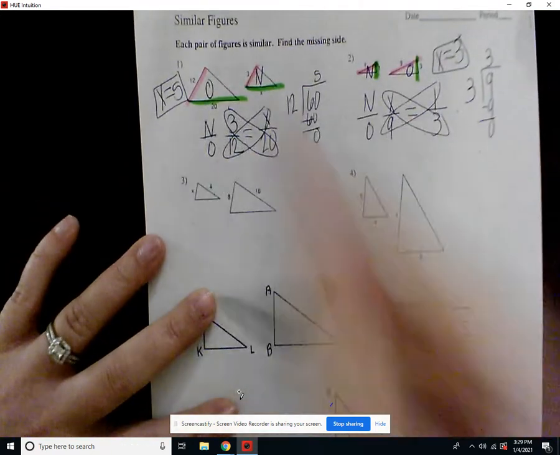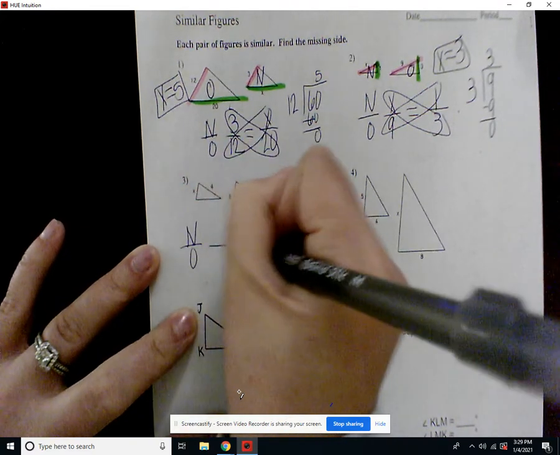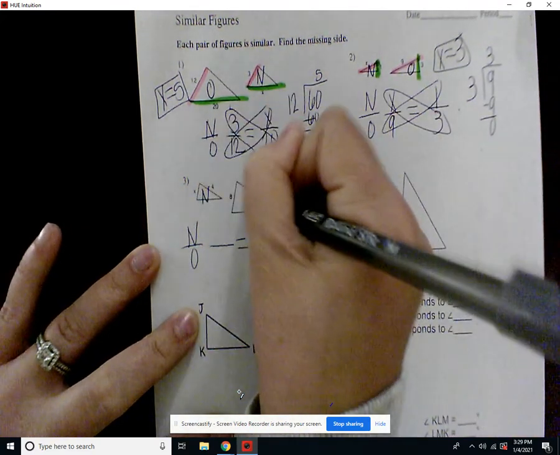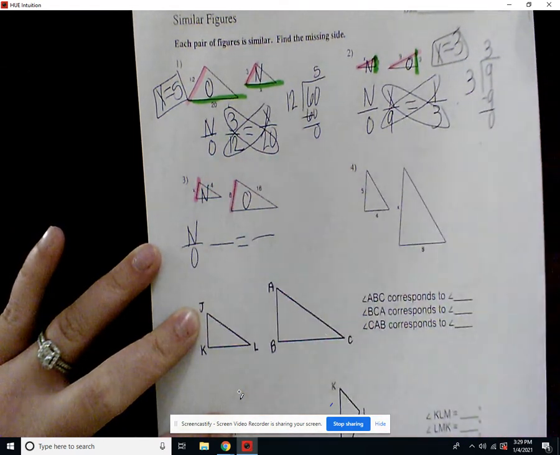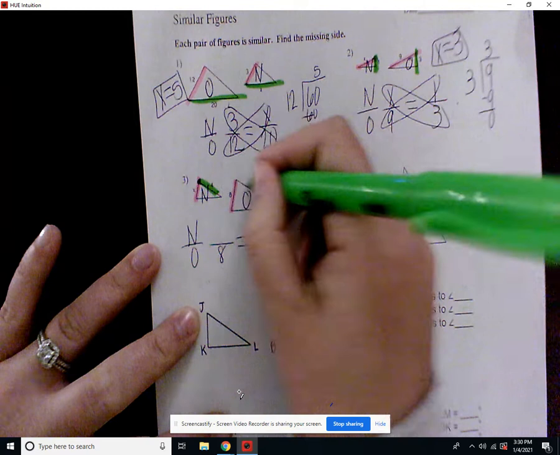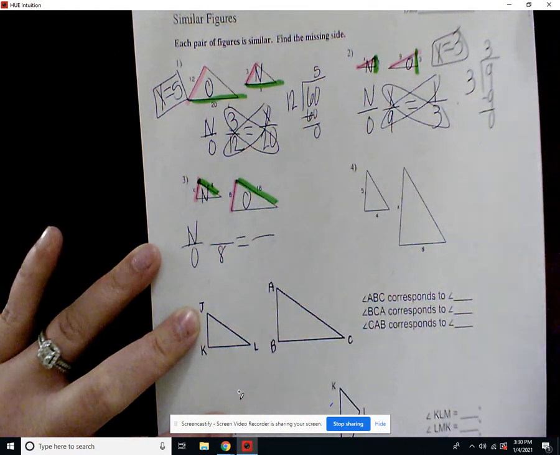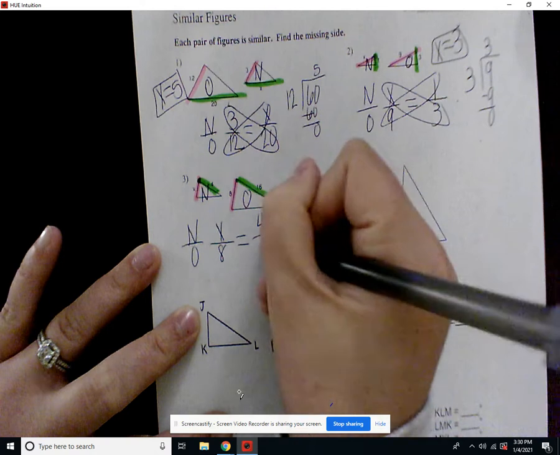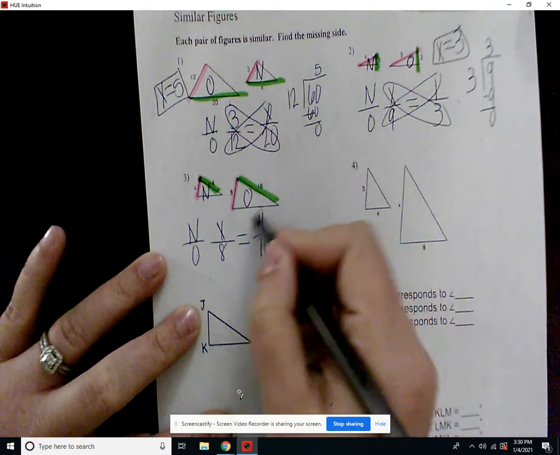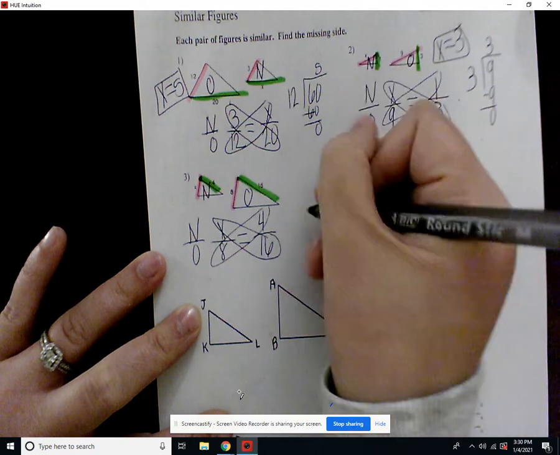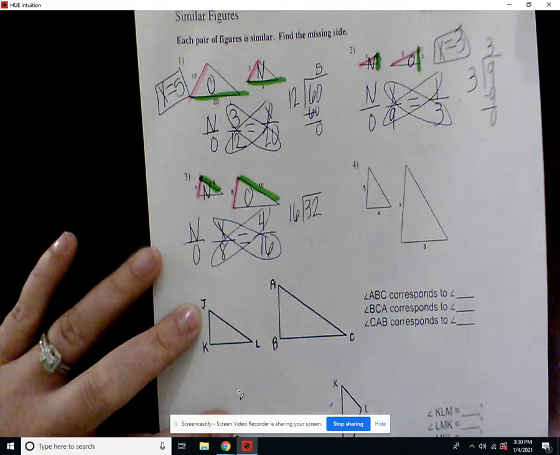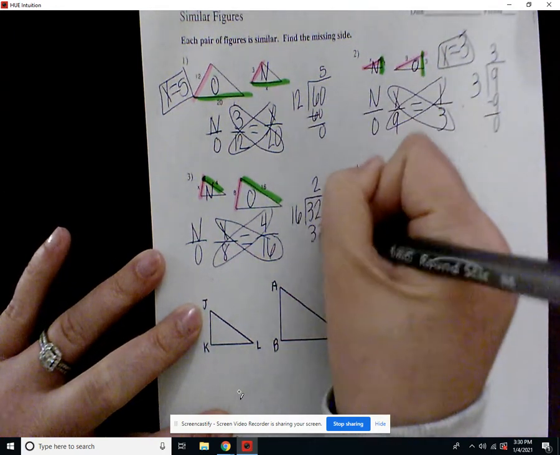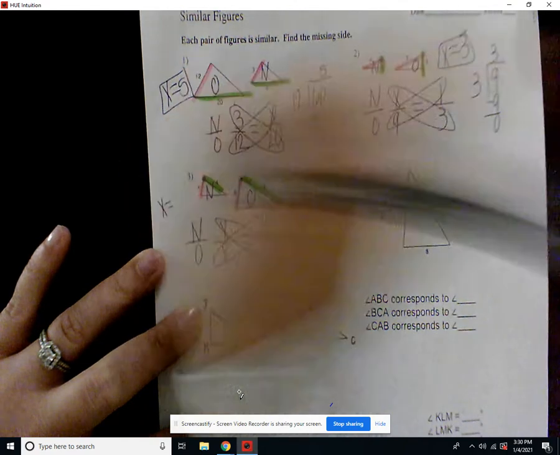Okay, number 3, again, new over old. The new one has the X. So X goes with 8. And then 4 goes with 16. So we'll cross multiply. 8 times 4 is 32. 16 is with X, so 16 will go on the outside. 16 will go into 32 2 times, goes in there evenly. And so X equals 2.